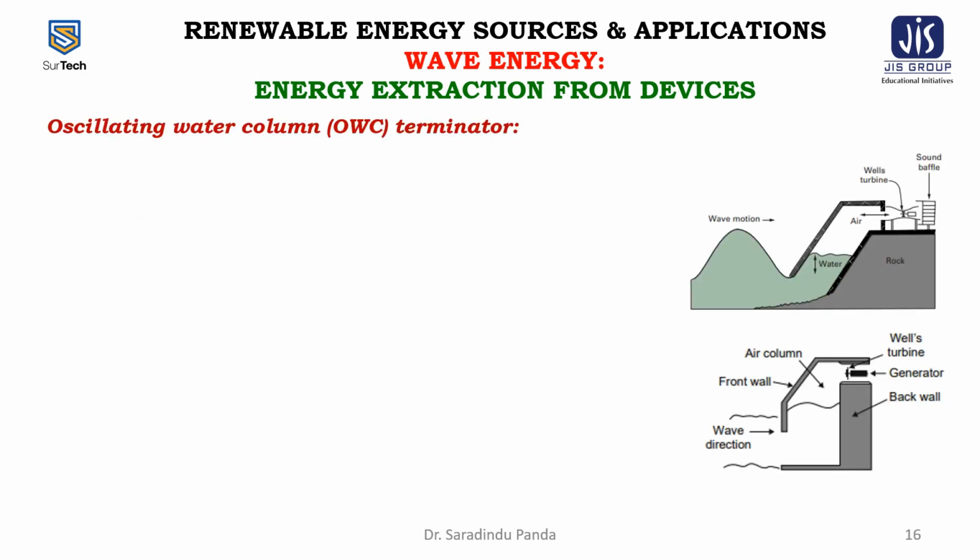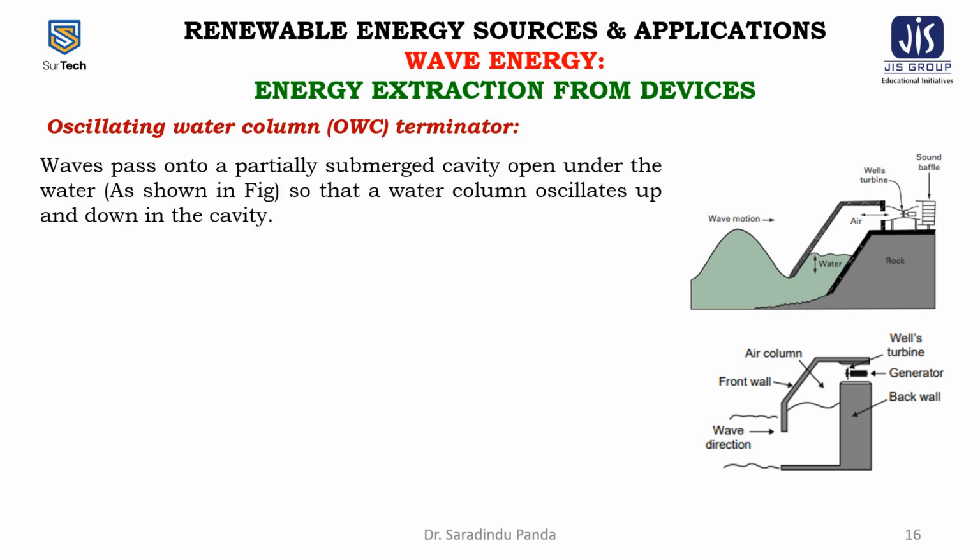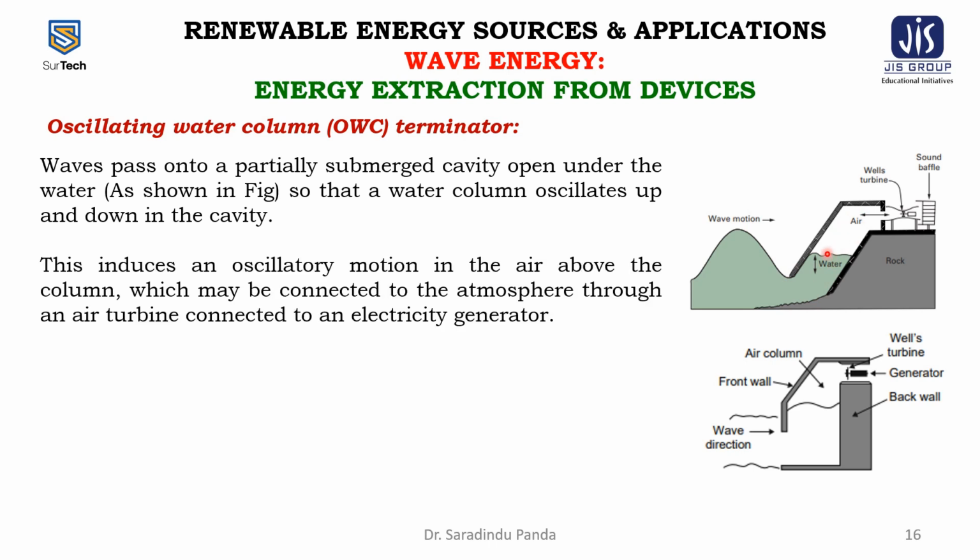The second type of device is the oscillating water column, that is the OWC terminator. Waves pass onto a partially submerged cavity open under the water, as shown in the figure, so that a water column oscillates up and down in the cavity. This induces an oscillatory motion in the air above the column, which may be connected to the atmosphere through an air turbine.